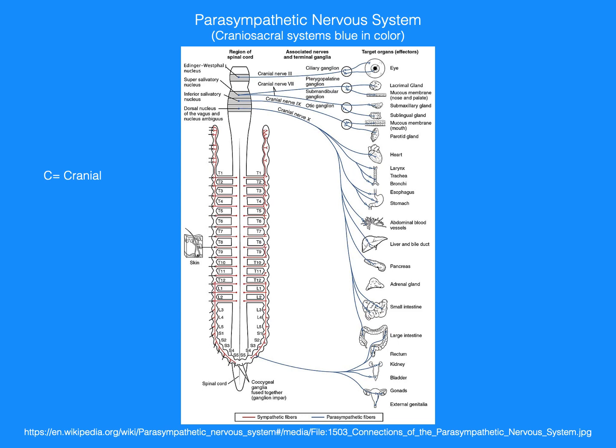Parasympathetic nervous system illustration. Craniosacral systems are blue in color. C refers to cranial.